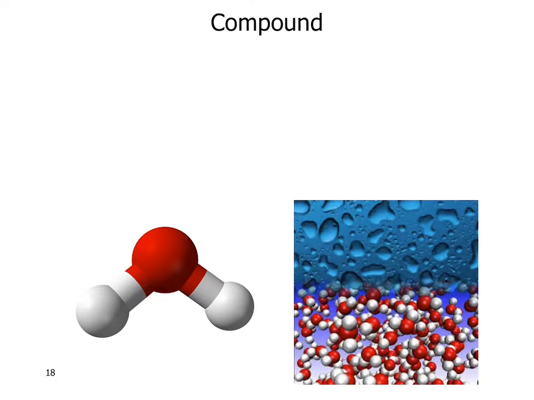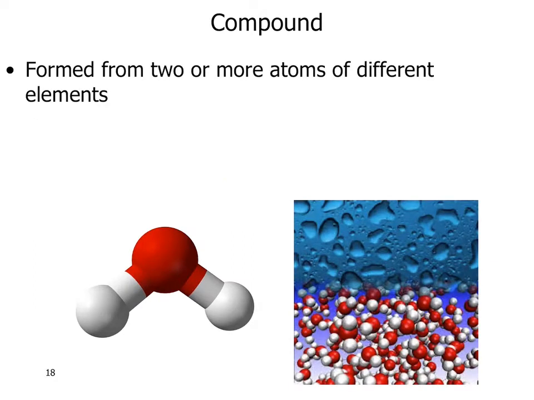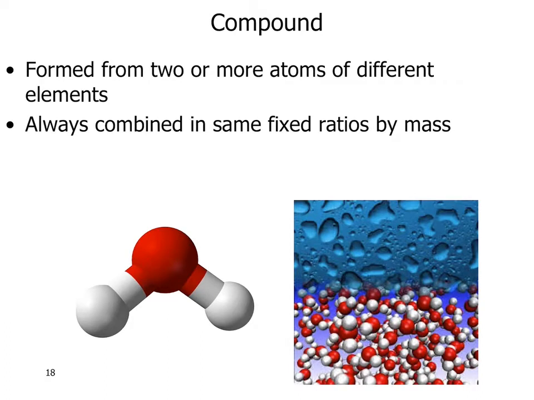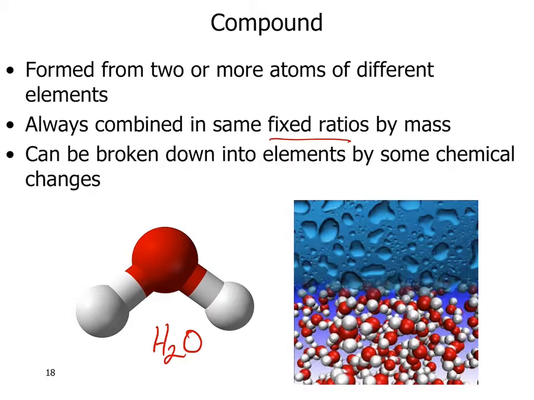Okay, let's look at compounds. They're formed from 2 or more atoms of different elements. We saw that definition at first, but we just want to make sure we got that, and now we'll look at some examples. They're always combined in the same fixed ratios. That's another thing to be aware of. For example, this is the water molecule again. It's H2O. Water is always H2O, so there's always 2 hydrogens and 1 oxygen. That's what is meant by fixed ratios.